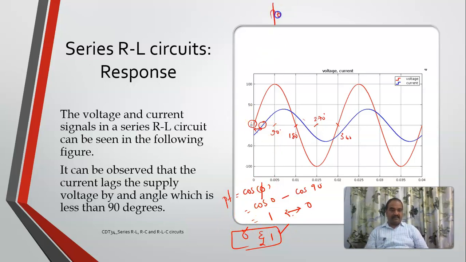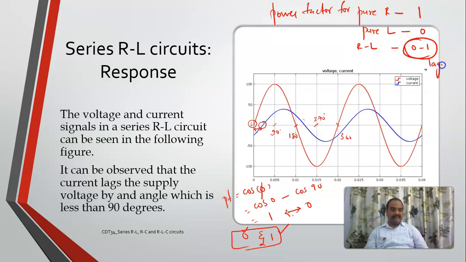See, power factor for a pure R circuit is 1. For a pure inductor, it will be 0. Now for a RL combination, it will be between 0 to 1. Now what is it? It is considered as lagging if it is inductive in nature. Try to remember this one. It is considered as lagging because current is lagging. Because it is always said with reference to the current. So since current is lagging, power factor is considered as between 0 to 1, value will be lagging.